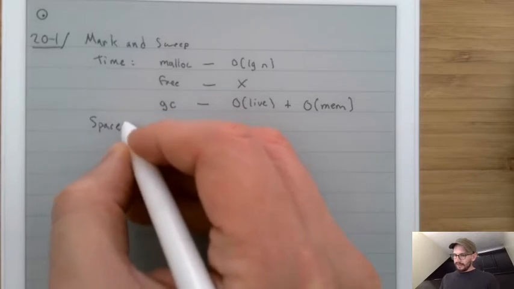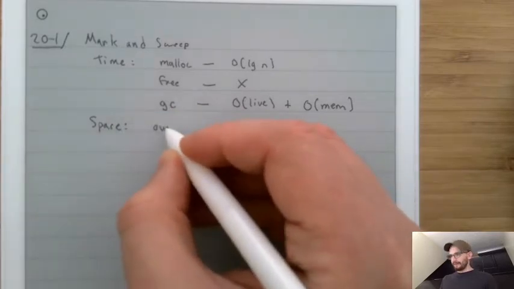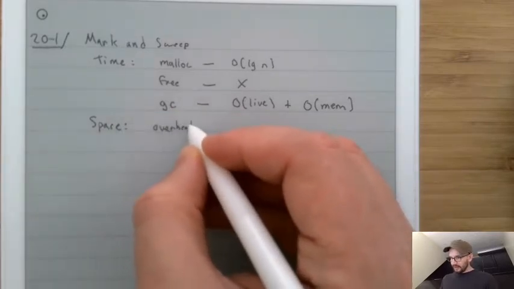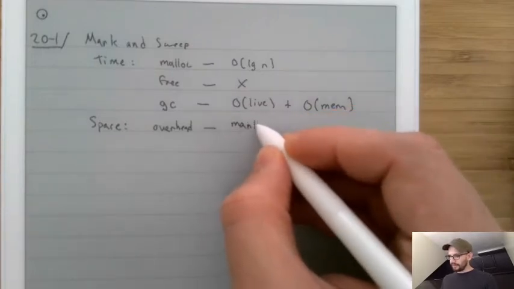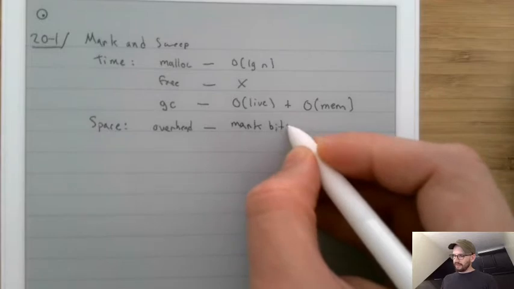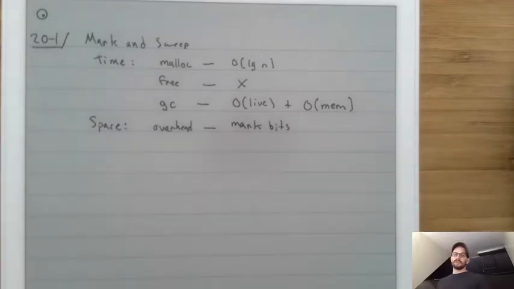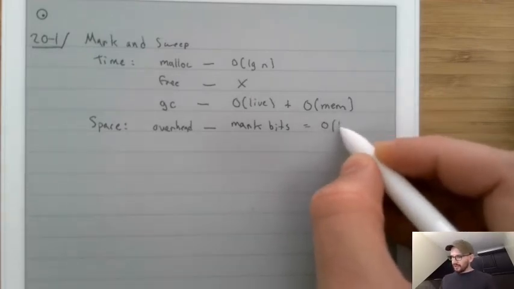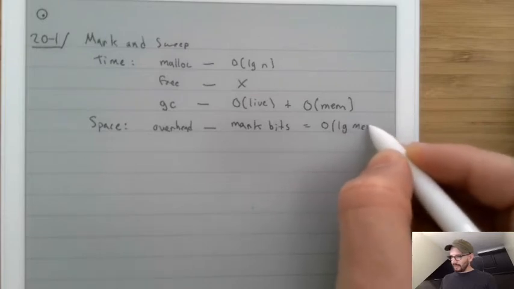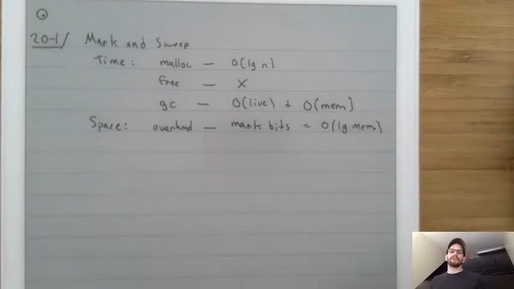Now in terms of space, we can talk about the overhead. And essentially the overhead is just the mark bits. We don't actually have to pay for the free list because we can store the free list inside of the free memory locations. Now how many mark bits are there? Essentially there's O(log memory), because potentially every spot in memory could be used.